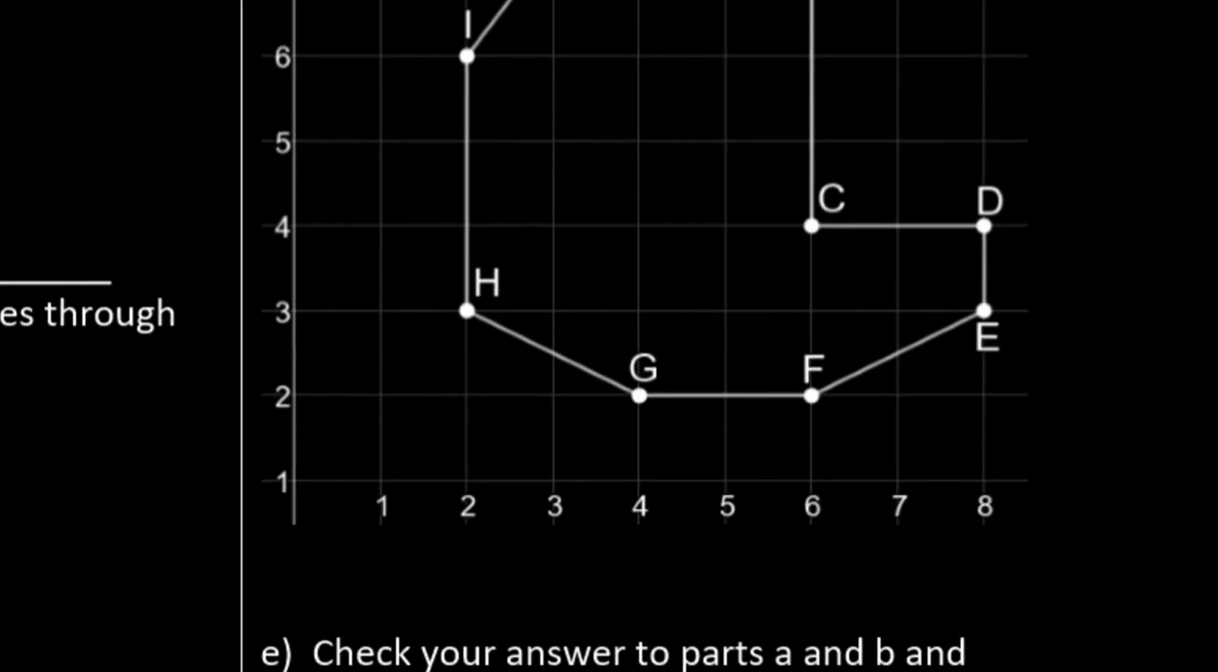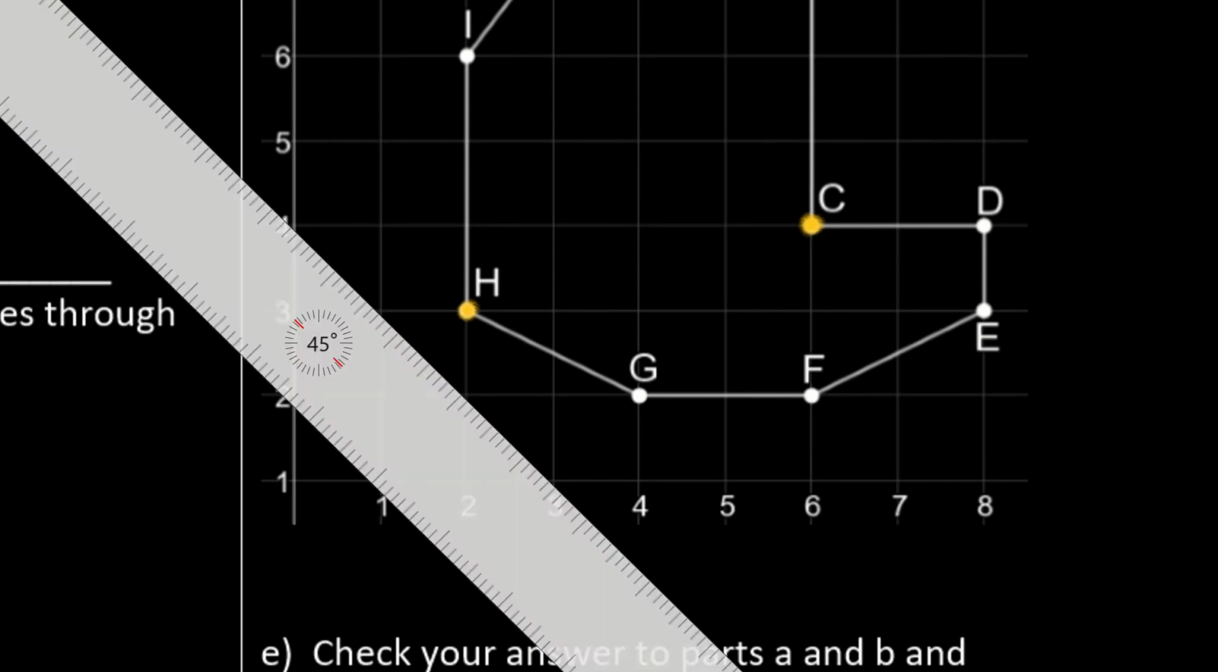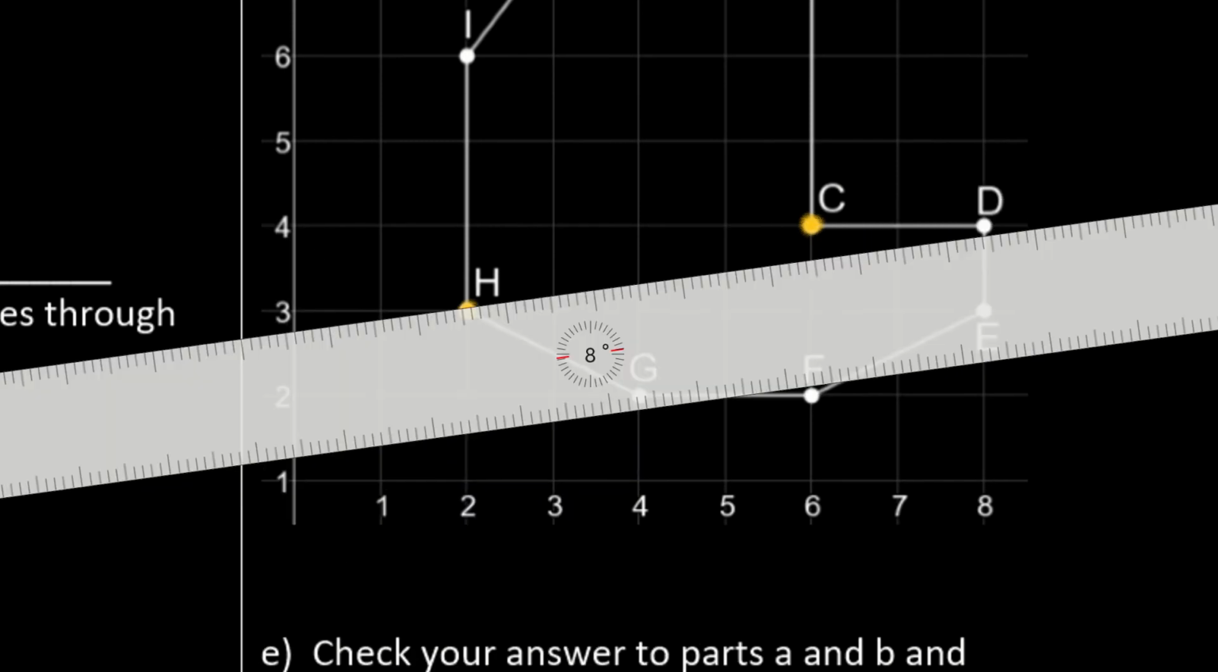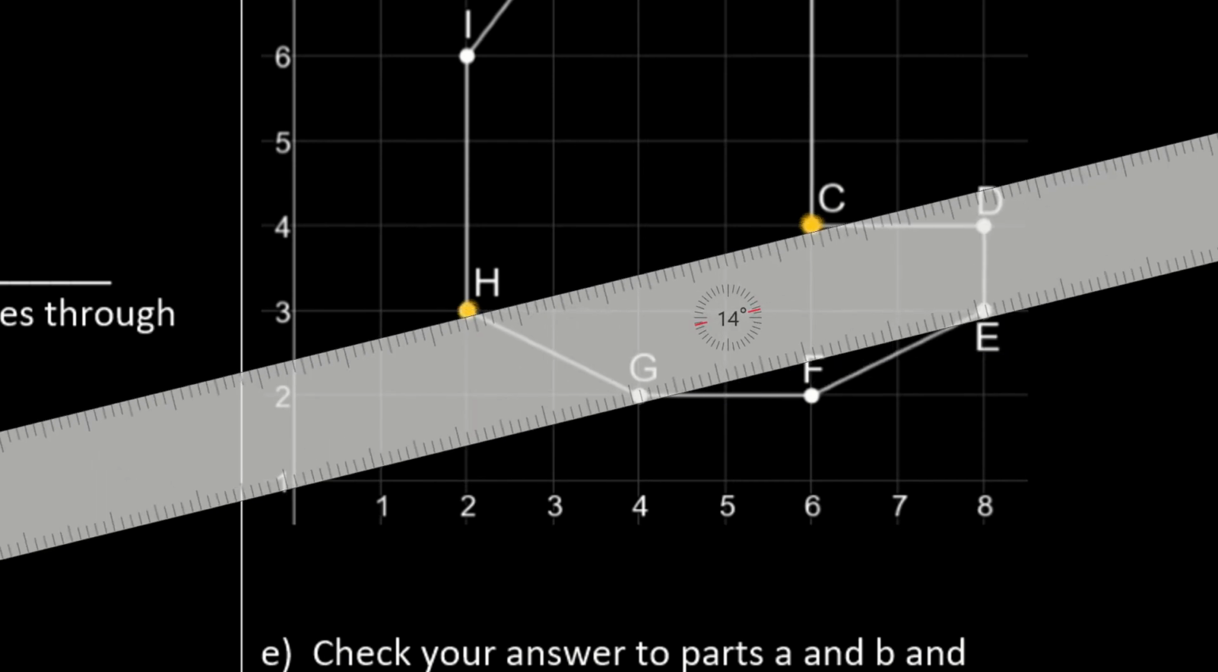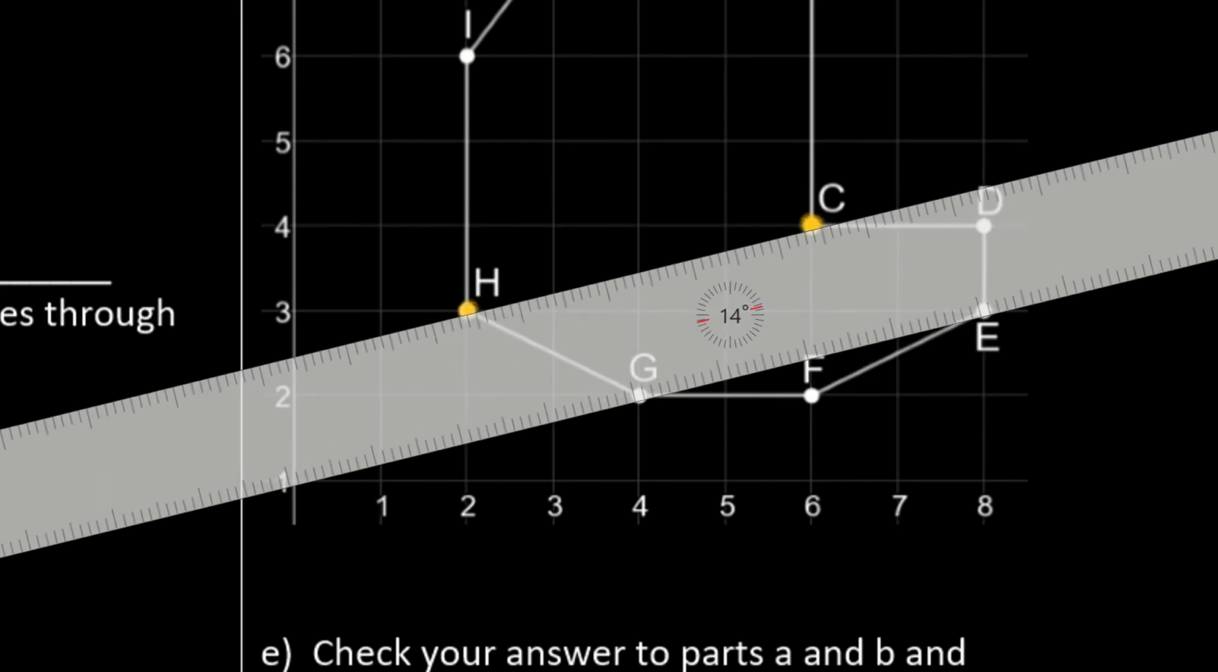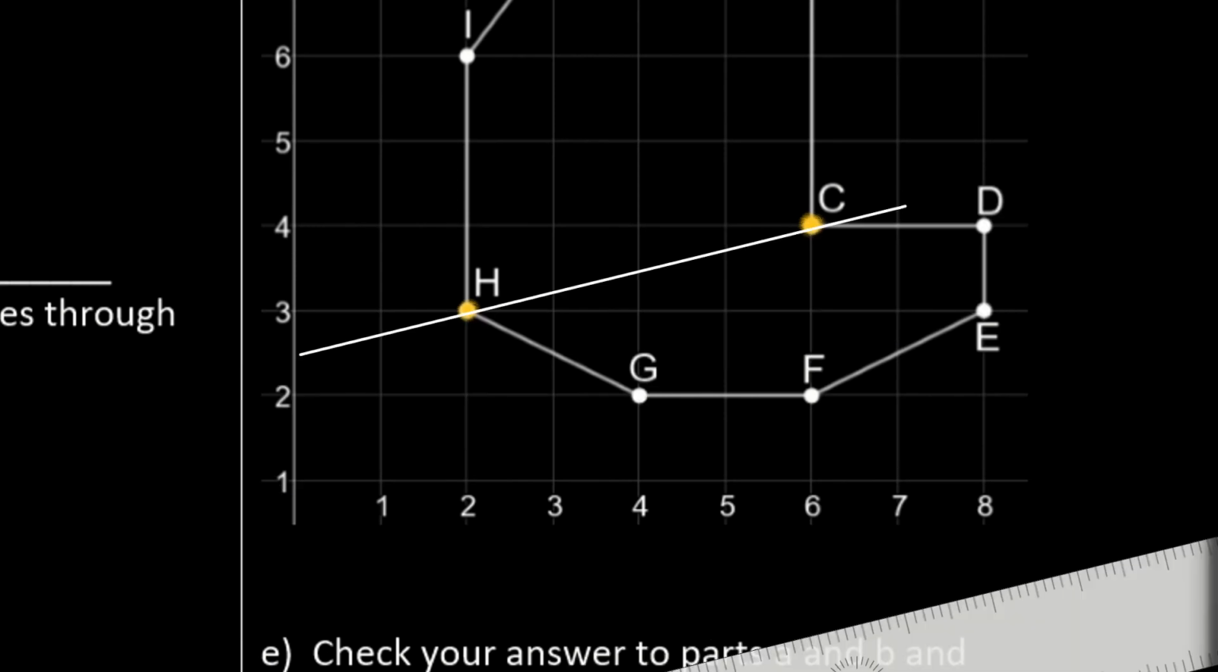I'll color code this, we'll do yellow for part A. So I'm trying to find the equation of the line that goes through there. I can grab the ruler and grab this line, and I don't know if a white line would be smart, but I'll just put that in there anyway. So I'm trying to find the equation of this line first.